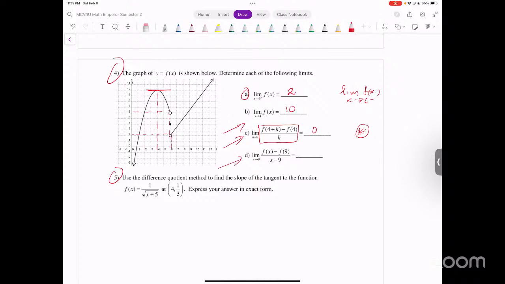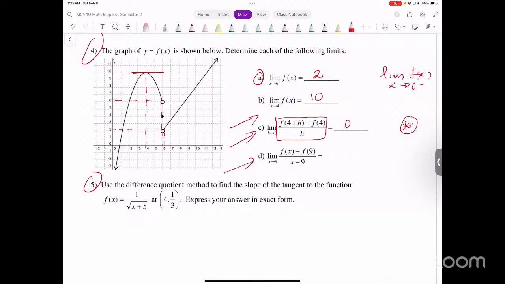Next question. Barony, x goes to 9, f of x minus f of 9 over x minus 9. Wait, why am I seeing this question? Because you came back to my class last Tuesday. Oh, I have the answers to this. It looks so funny.